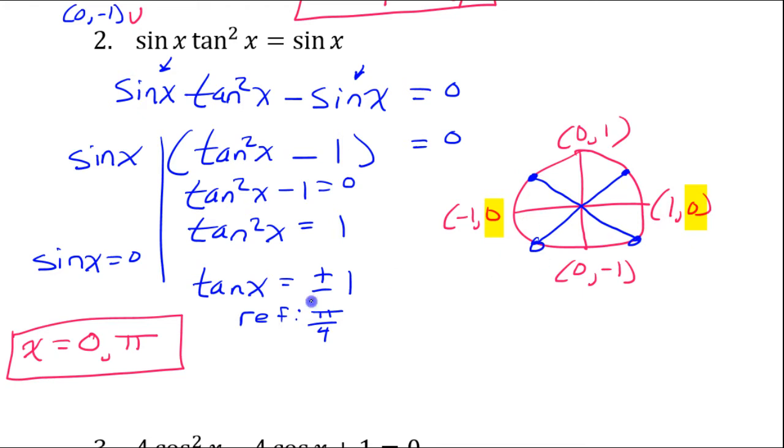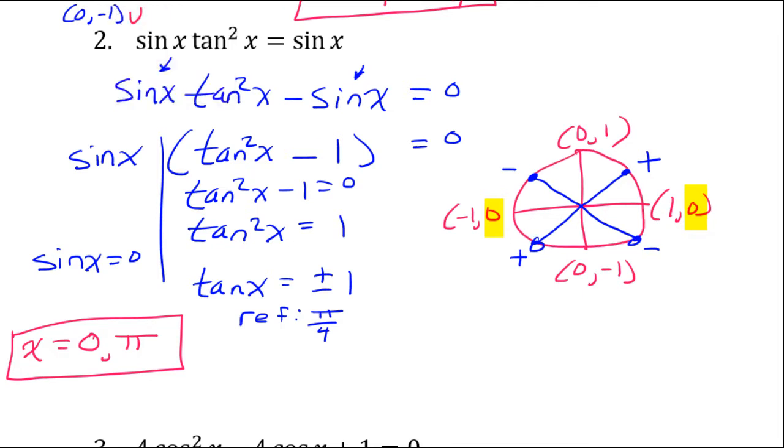Now, the tangent of any of these angles will give me some kind of a 1. But I will have a positive 1 here and here, and I will have a negative 1 here and here. However, I don't care, because the tangent can be positive 1 or negative 1. So I want all four of these answers.